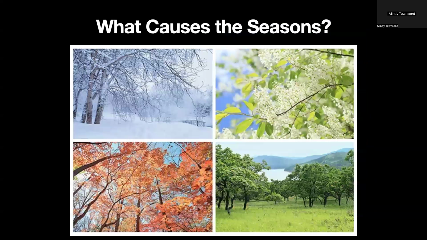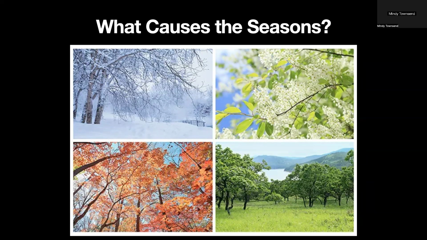Okay, so I've talked so far a lot about Earth's rotation, its revolution, and its tilt, but what does this actually have to do with the seasons? So it is a common misconception that it's our distance from the sun that causes summer and winter. And while it is true that Earth's orbit is not a perfect circle, and that sometimes we are slightly closer to the sun than other times, that's not the cause of the seasons.